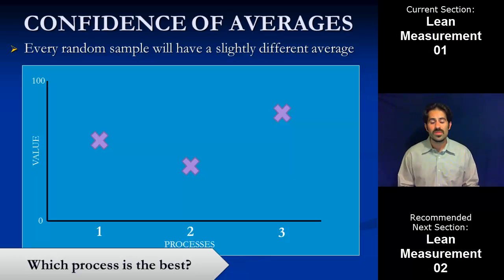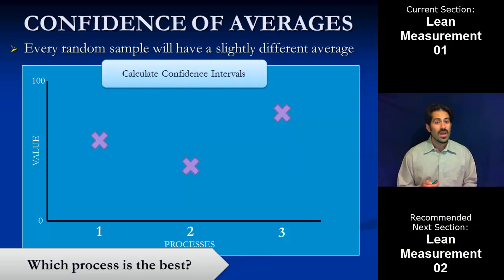That's just the way it goes. So when we just look at raw averages like this, it doesn't give us a very complete picture of what's actually happening. And so what we want to do is calculate these things called confidence intervals.